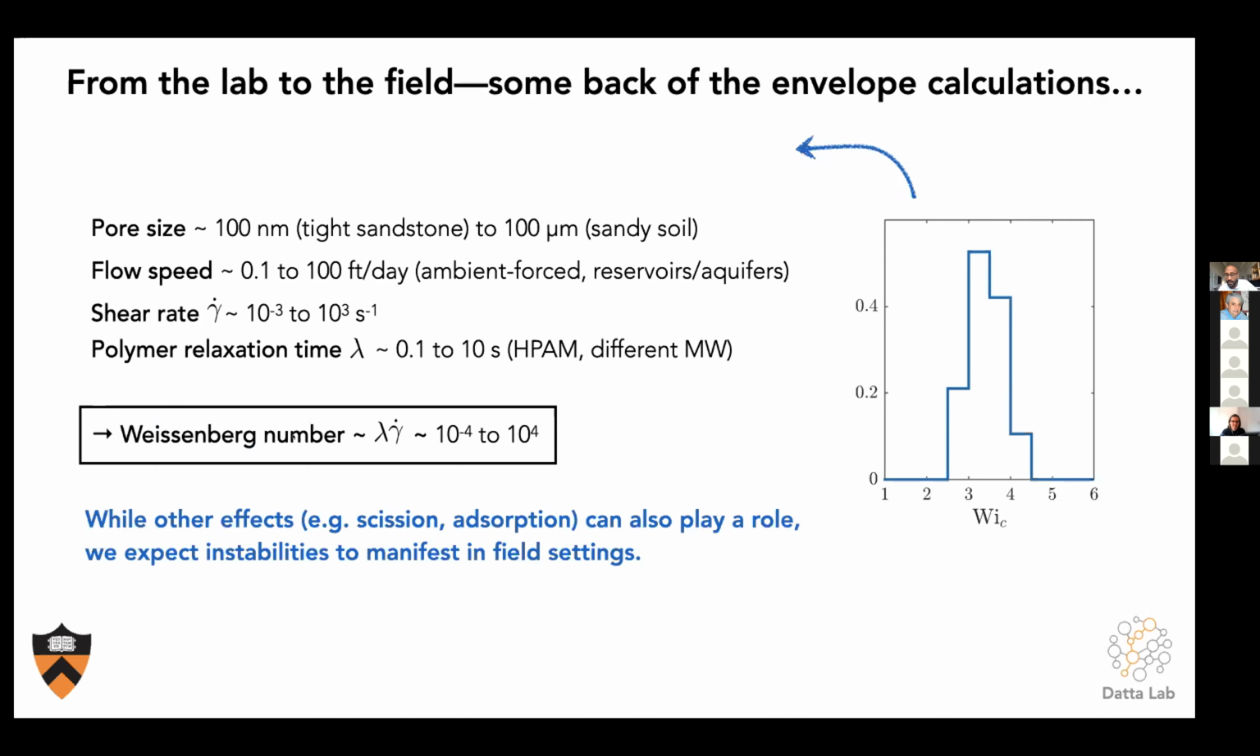The typical Weissenberg numbers that you might experience in the field are up to 10 to the 4. We saw that these chaotic flow fluctuations arise at Weissenberg numbers between 2 and 7, right? So while other effects like breaking the polymers and absorbing to the solid matrix can also arise, we do expect that these flow instabilities will be important in the field.